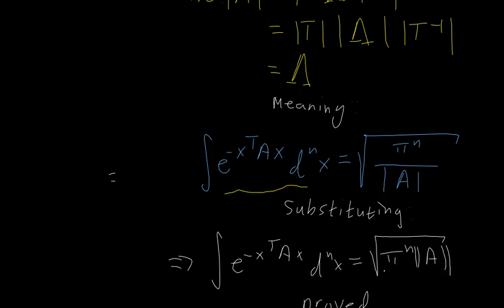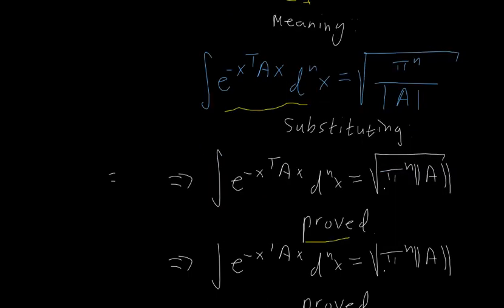Okay, so now we have this information. Now, from this part on, we can finally say that this implies that the integral of e to the negative x transpose Ax dnx is equal to pi to the nth power over the determinant of A. Okay, and we've done the problem. We've proven the problem from the book.